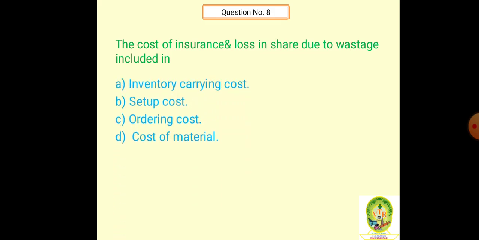The cost of insurance and loss in stock due to wastage is included in? Options are A. Inventory carrying cost, B. Setup cost, C. Ordering cost, D. Cost of material. Right answer is A.